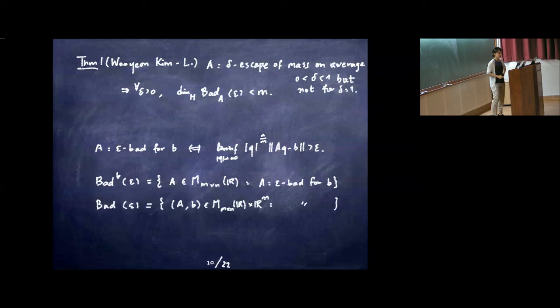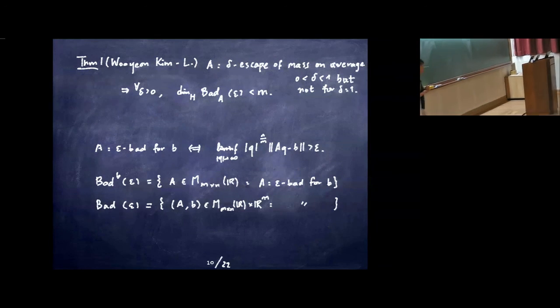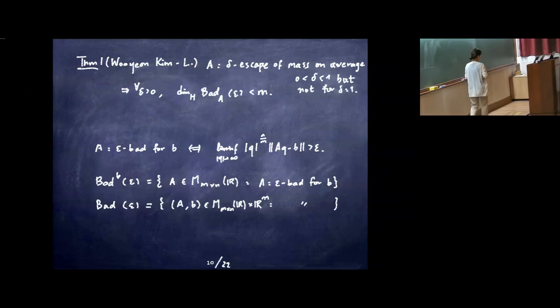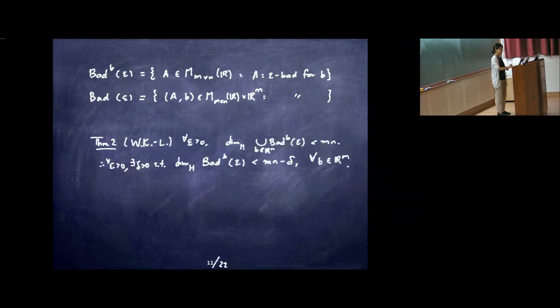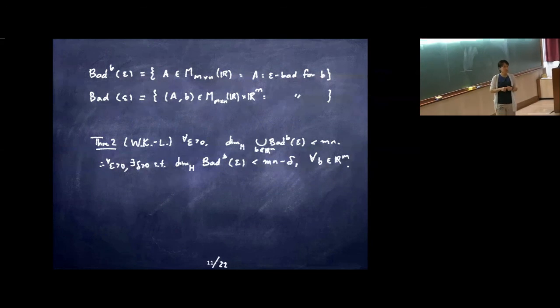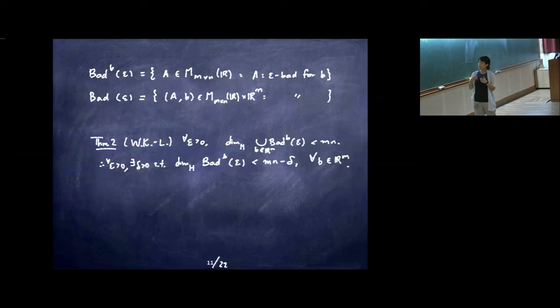And we could also consider the doubly metric problem, which is considering the set of all matrices A and the target vectors B for which A is epsilon bad for B. And so what I showed with Wooyeon Kim is that for every positive epsilon, actually here a little stronger result could be shown: the Hausdorff dimension of the union of bad matrices for B is not full.